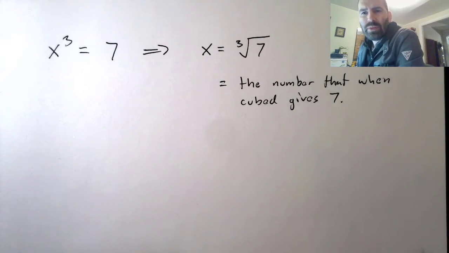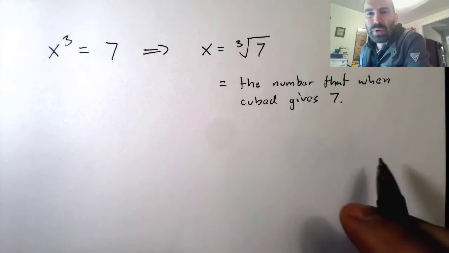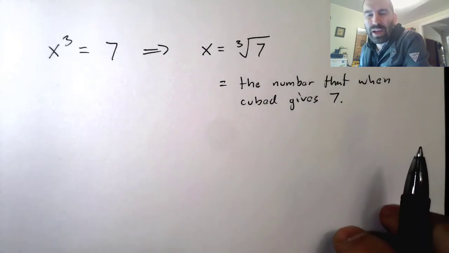And we could probably even surmise roughly what value that might be. I know that 2 cubed gives 8, so it's a number a little bit less than 2, right? 1 cubed gives 1, so it's a number between 1 and 2, probably closer to 2, right? So we have an idea of where this number is on the number line, and we could use a calculator to get its decimal value.